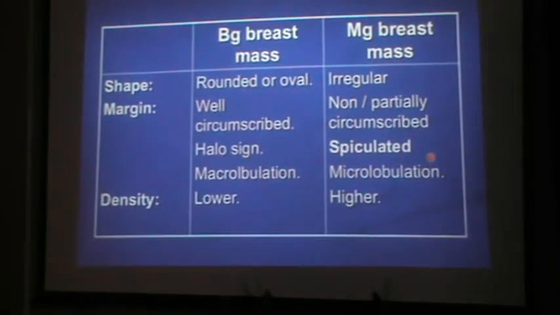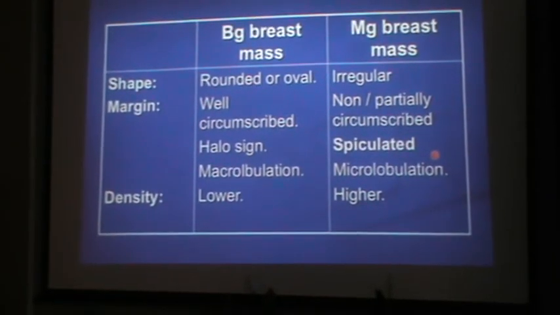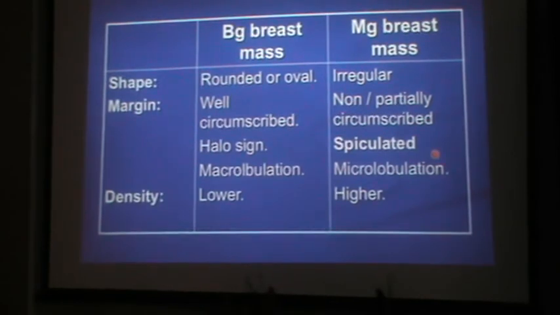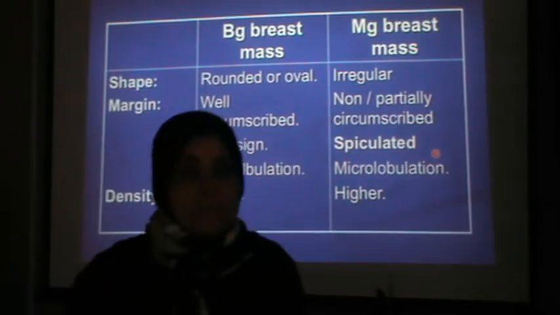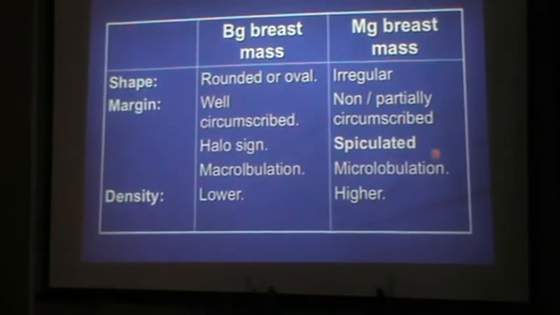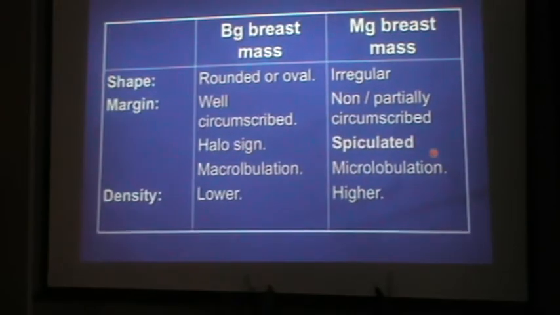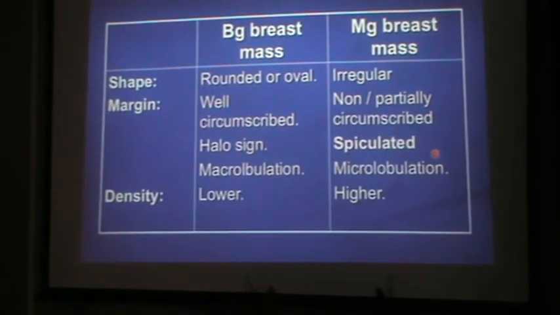Mammographic differentiation between breast masses. We will talk about benign masses: the shape, margin and density. Benign breast masses are rounded or oval in shape, well defined, sharply circumscribed, surrounded by halo signs and show macrolobulation. They are of lower density. Malignant breast masses are either irregular, non or partially circumscribed, speculated, with microlobulation and of higher density than the normal breast tissue.